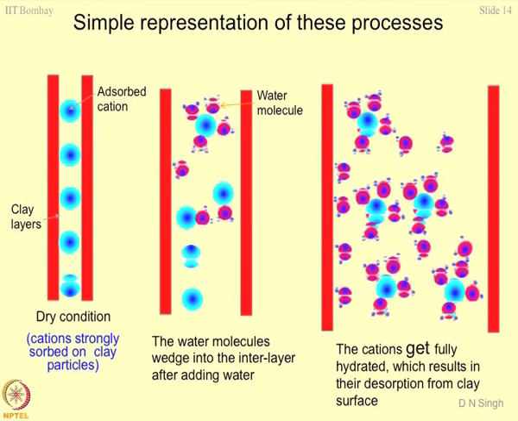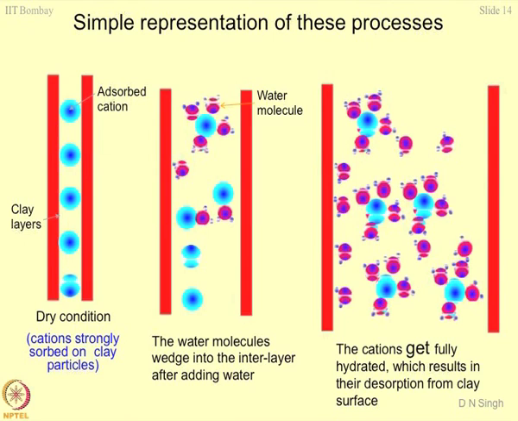So that's what I have written here: clay layers, you have cations which are trapped into this, these are nothing but the adsorbed ions, cations. In the dry condition, cations are strongly sorbed on clay particles. You add a bit of water, so water molecules make them quite hefty. The tendency is to get detached from the clay platelet. It's a sort of desorption process which has started.